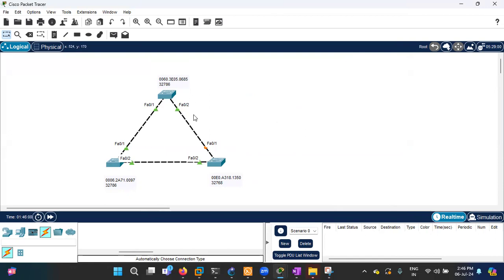In the interview, they will give a scenario like that. After that, they will ask what will be the DP, what will be the root port, what is the blocking port. They will ask everything. Okay.